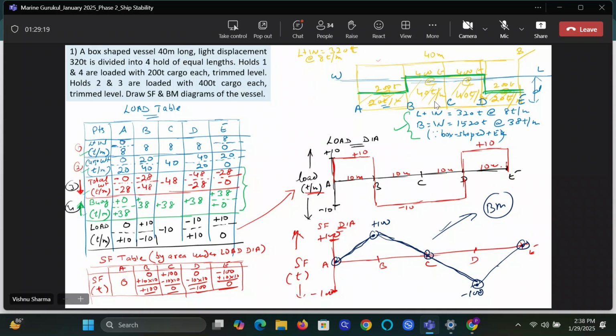Yes, sir. In this question number 1 that we did yesterday, the cargo graph was horizontal lines. Buoyancy was a horizontal line. Light displacement was a horizontal line. As a result, the resultant curve, the load curve, was also comprising of horizontal lines. Understood, guys? Yes or no? Correct? Am I clear? Yes, sir.